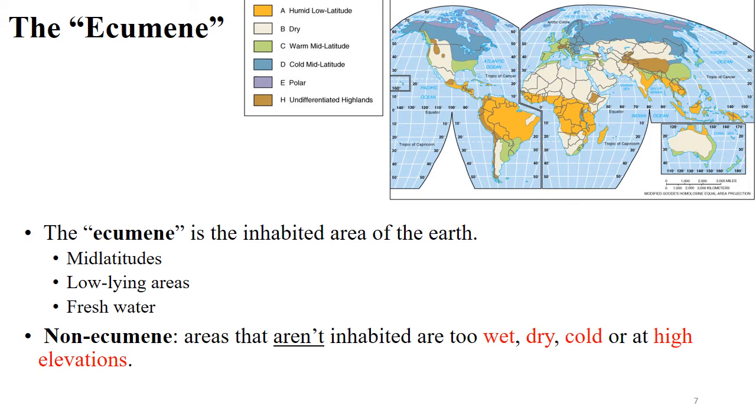Do not confuse dry places with hot places. We live in a place that is hot, but not too dry for us to live here, right? We live near a river and a lake. That is why we are able to support populations at this site. But that is what we would describe as the non-ecumene, right? The wet, dry, cold, or high areas where people avoid living.